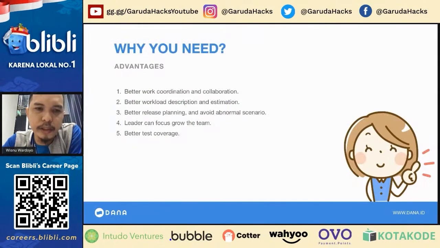And this is why you need it. The first one is better work coordination and collaboration with your team. Of course, your team will find it easier to do their work. They will create the code based on your design or your team's design, because the system analysis needs to be presented to your team, right? So the system analysis should be agreed upon by all of the team. So the team will agree to create the system based on this system analysis.